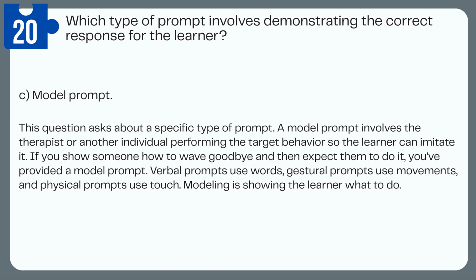Answer: C. Model prompt. This question asks about a specific type of prompt. A model prompt involves the therapist or another individual performing the target behavior so the learner can imitate it. If you show someone how to wave goodbye and then expect them to do it, you've provided a model prompt. Verbal prompts use words, gestural prompts use movements, and physical prompts use touch. Modeling is showing the learner what to do.